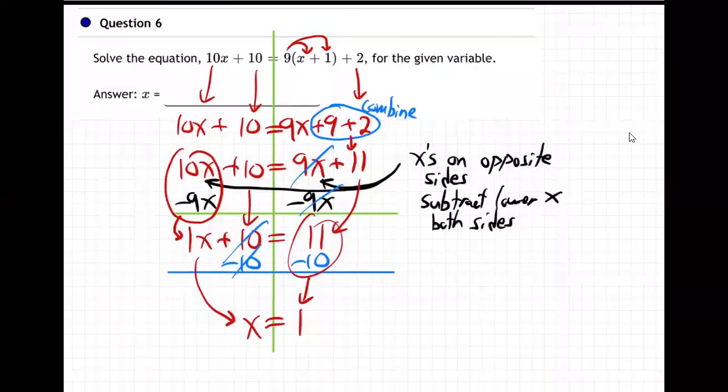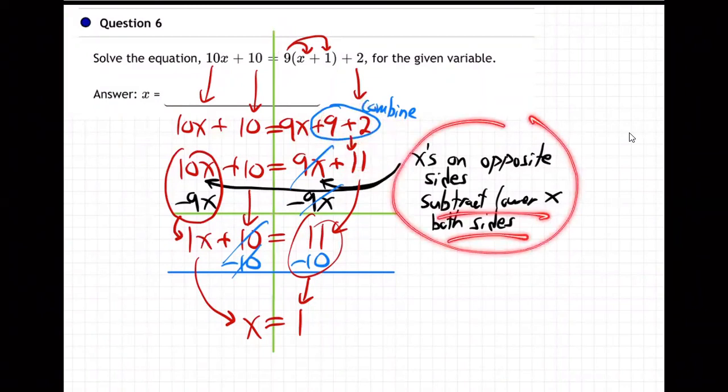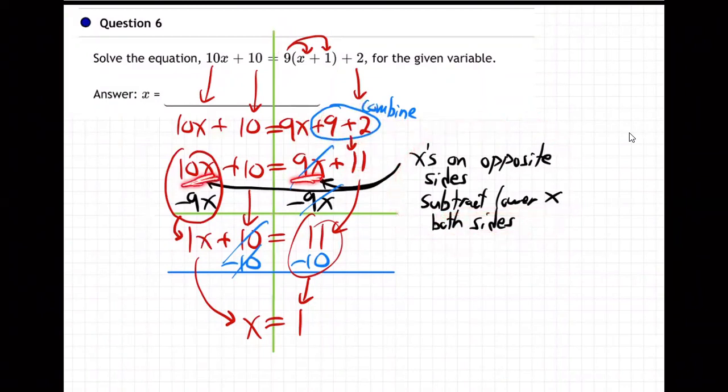Let me recap again. We start with distributing through the parentheses. The parentheses come down, the walls come down, the water goes in, the 9 goes to both those. Combine the 9 and the 2 to be 11. And then when you have x's on opposite sides, you subtract the lower x from both sides. So I subtracted 9x from both sides, canceled these out. This made 1x, right? 10x minus 9x is 1x. Then I had to get x alone. So do the opposite of whatever's next to x. I had a plus 10, so subtract 10 from both sides. Here we go. X is 1.